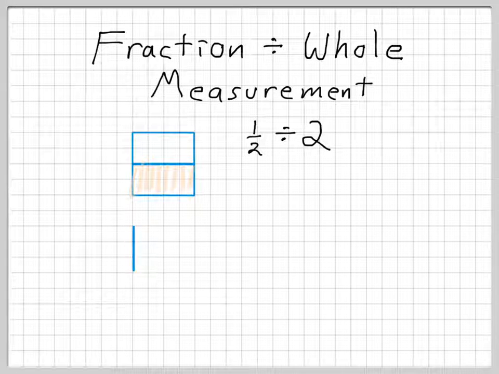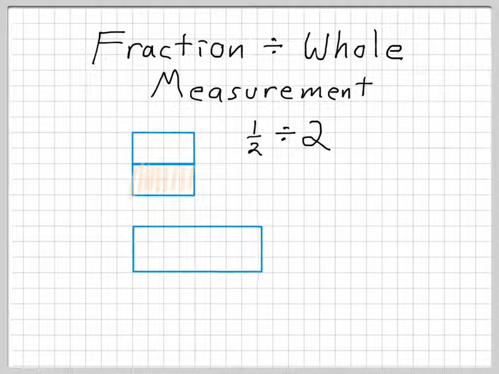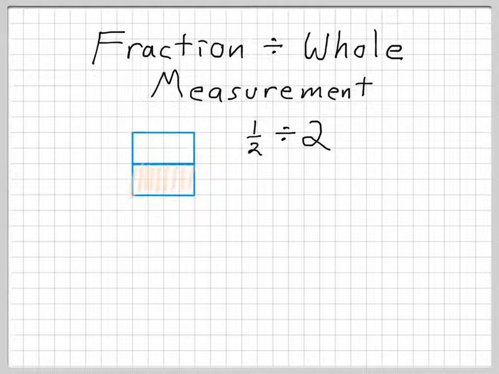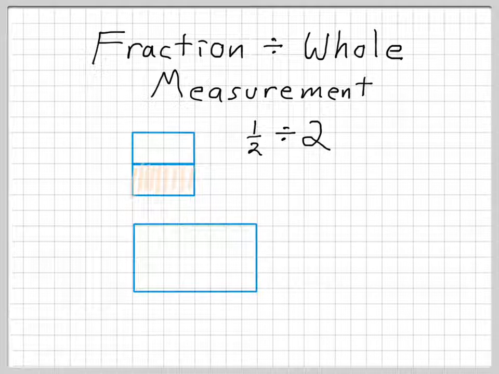So let's draw this out. Change that picture a little bit. Make sure I have the same dimensions. So that's 1. Now this would be a group of size 2. And I'm going to take that 1/2. I want to see how many of those groups of size 2 I can make.